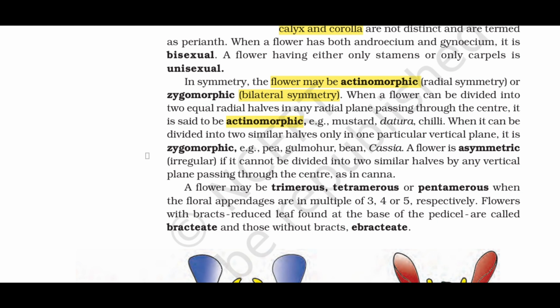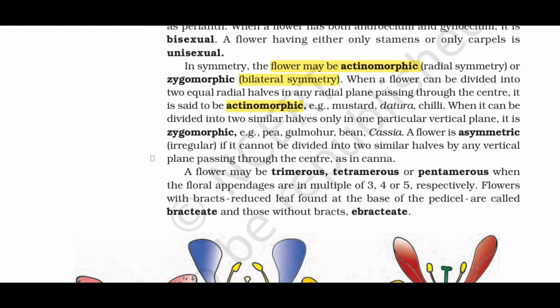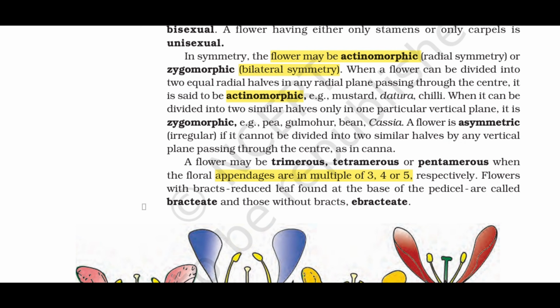When it can be divided into two similar halves only in one particular vertical plane, it is zygomorphic, example pea, gulmohar, bean, cassia. A flower is asymmetric, irregular, if it cannot be divided into two similar halves by any vertical plane passing through the center, as in canna. A flower may be trimerous, tetramerous or pentamerous when the floral appendages are in multiple of 3, 4 or 5, respectively. Flowers with bracts, reduced leaf found at the base of the pedicel, are called bracteate, and those without bracts, ebracteate.